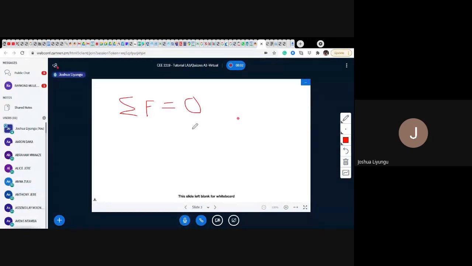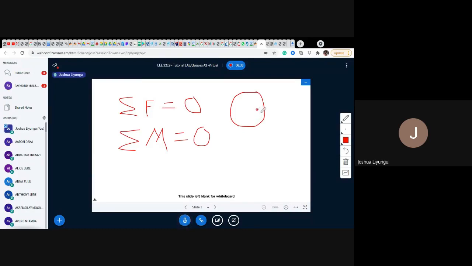We also mentioned the summation of moments about a point, or summation of moments about the x-axis, y-axis, and z-axis, which should be equal to 0.